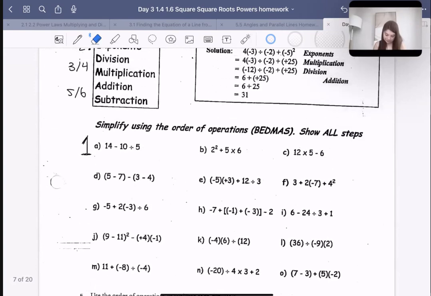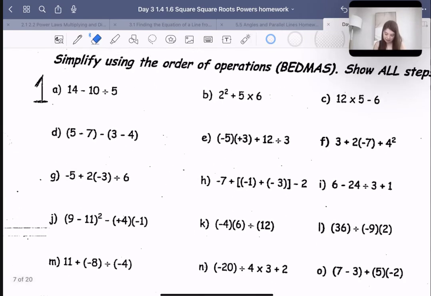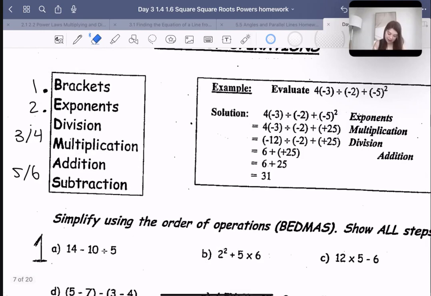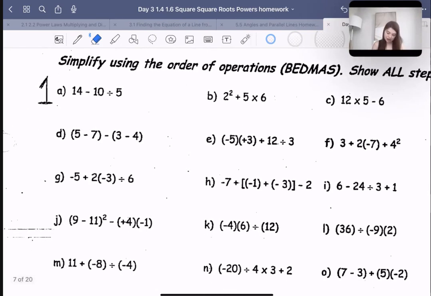Okay, so let's start with A. What are the two operations we have here? We have subtraction and we have division. And when it comes to BEDMAS, division comes first. Division is in step 3 or 4, whereas addition and subtraction are 4 and 5 or 5 and 6. So that means we'll do division first.